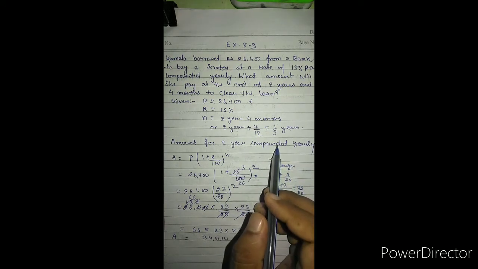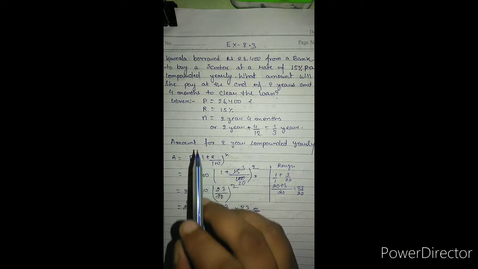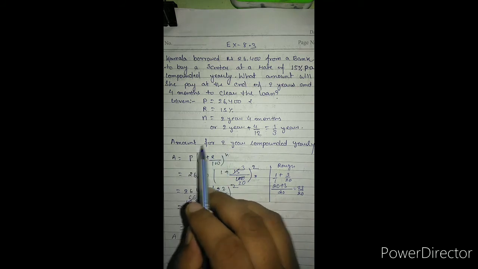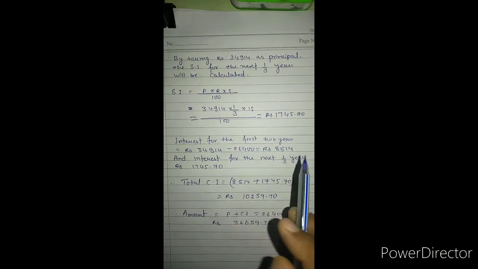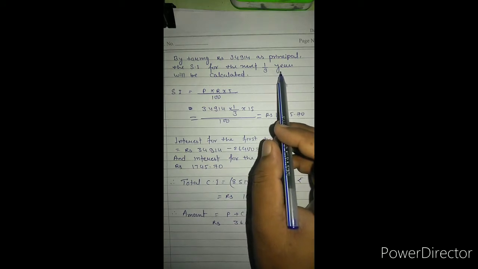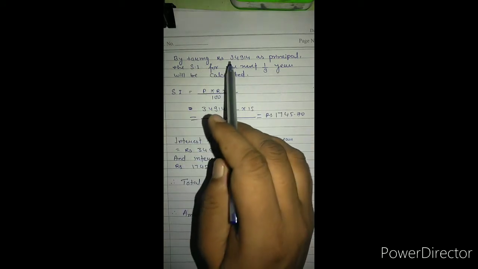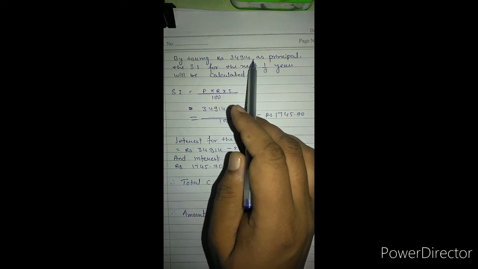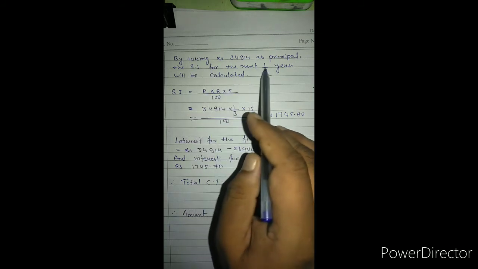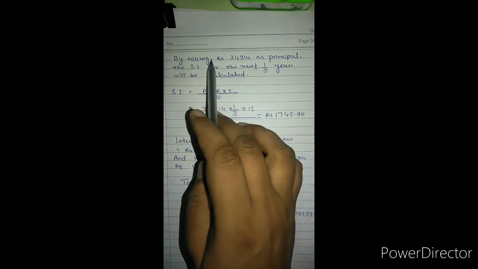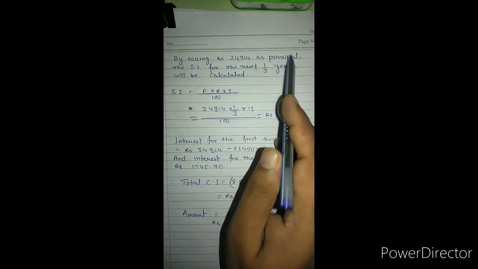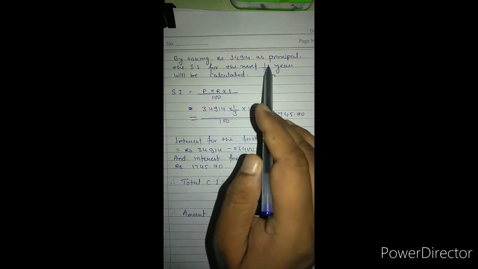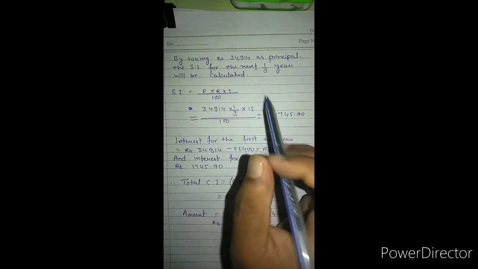Our next step is to find out the compound interest or SI for 1 by 3 years. Now for the 1 by 3 years, we have to take the 34,914 rupees as a principal amount, and we have to find out the simple interest for the 1 by 3 years. By taking 34,914 rupees as a principal, the SI for the next 1 by 3 years will be calculated.